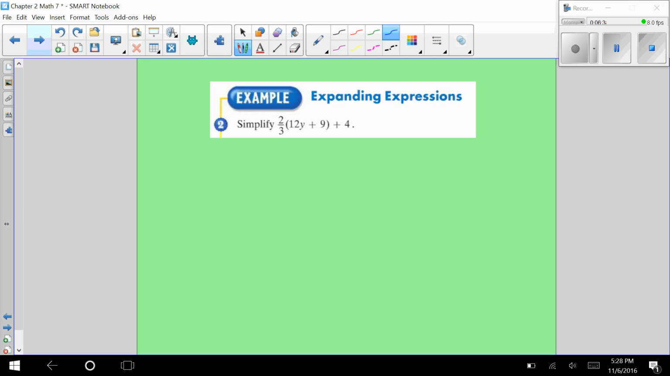All right, here's our example. 2/3 times 12y plus 9 plus 4. A little bit more complicated of an example. First thing we want to do is make sure everything is a sum. It is. The difference here is this plus 4. We're just going to ignore it for now. We're going to distribute like we've been doing. 2/3 times 12y plus 2/3 times 9. And then that plus 4 is just going to hang out on the end.